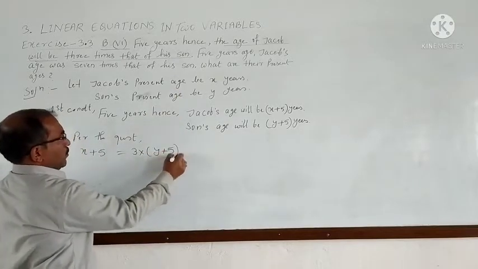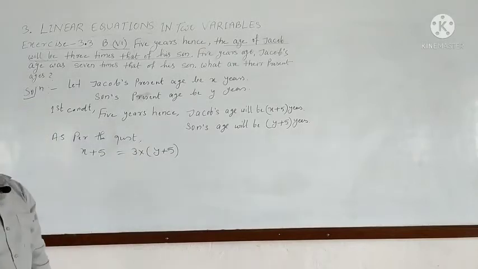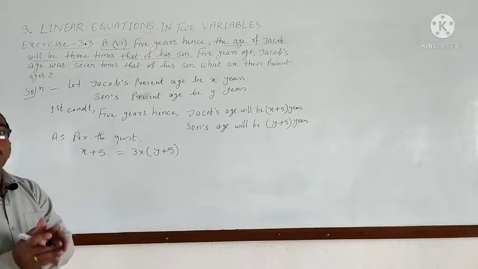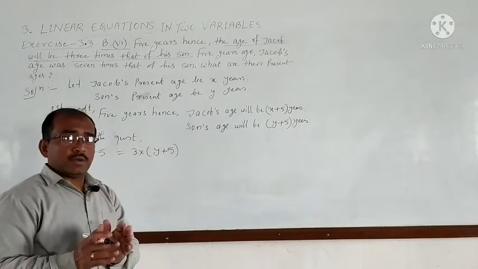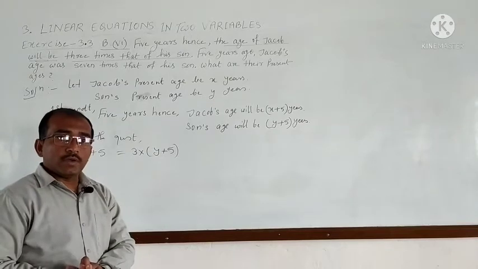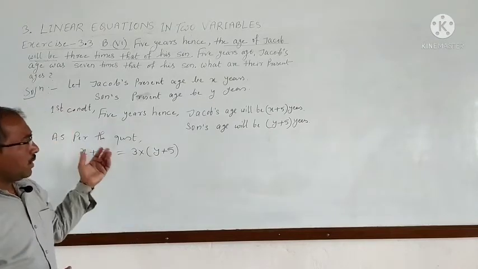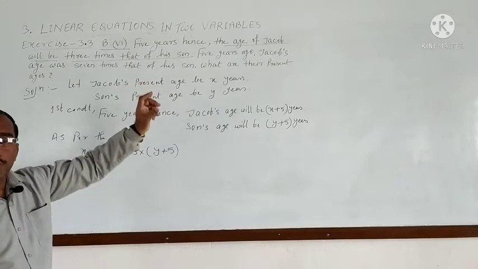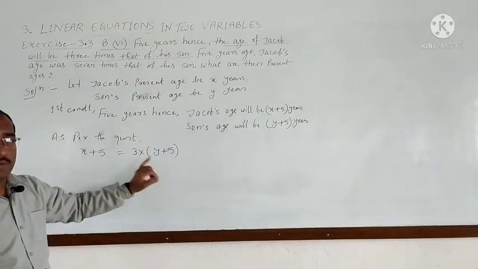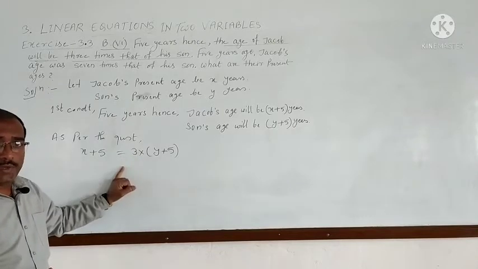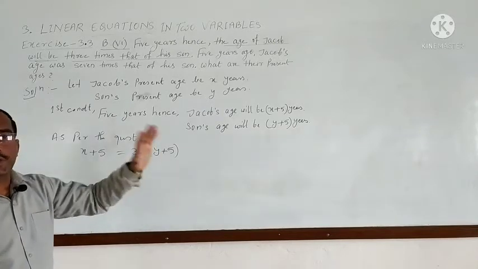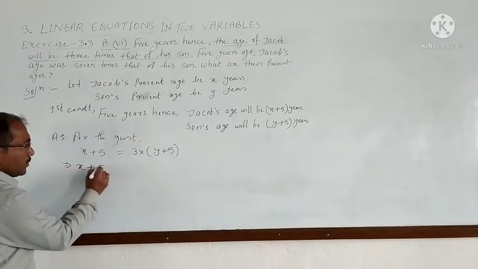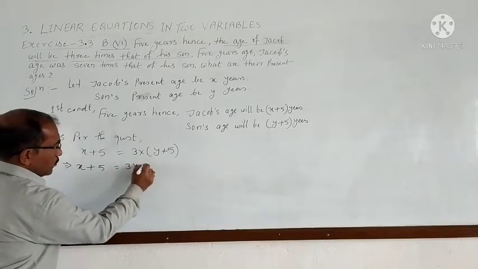Very simple. When we were reading the question we were thinking how we would do it, but once we got the two unknown things, and what happens to the ages of people some years after or some years before, we did that work. Then the question gives that the ages of both persons are in this relation: Jacob's age will be equal to 3 into the son's age. We put this in an equation and then simplify it. x plus 5 is equal to 3 into y plus 3 into 5, which is 15.